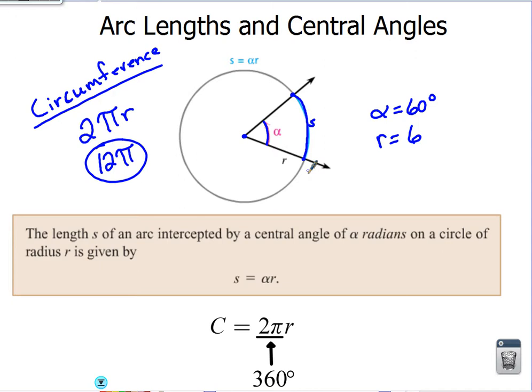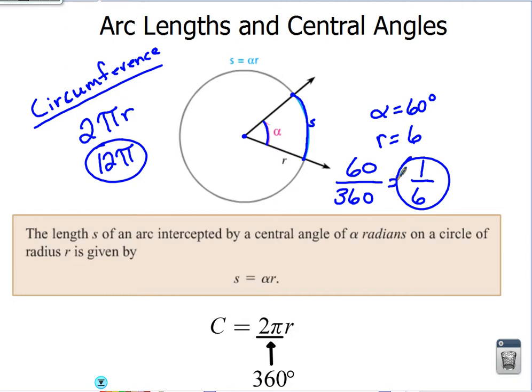And then you would say, okay, 60 degrees. Well, there's 360 degrees all the way around a circle. So the portion that we want is 60 degrees out of those 360, or 1/6. We don't want the entire circumference. We only want 1/6 of it. And that's probably the way you've always worked this.